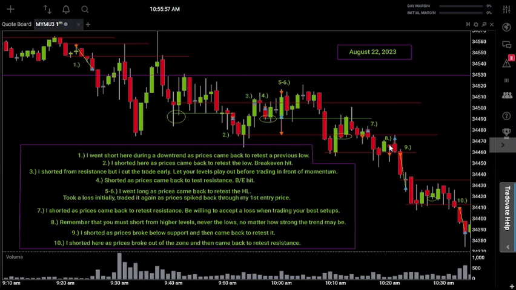So we come back on trade number 9 and actually break through that level. And that's another thing that I want to talk about. On trade 8, I shorted before this candle even was actually being able to close.